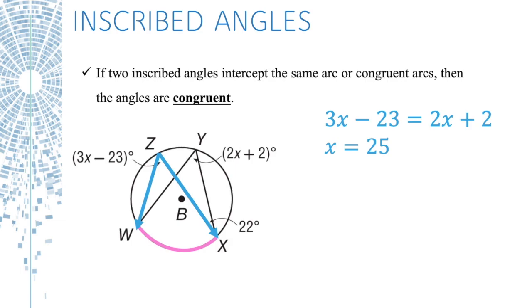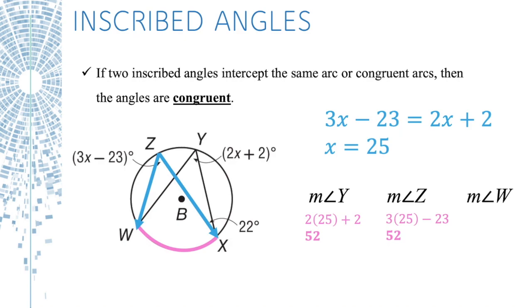Now, once I know that x is 25, I can find the measure of angle Y by just sticking 25 back in for x. So 2 times 25 plus 2 is 52. I can also find the measure of angle Z. 3 times 25 minus 23 is, well, 52 still.